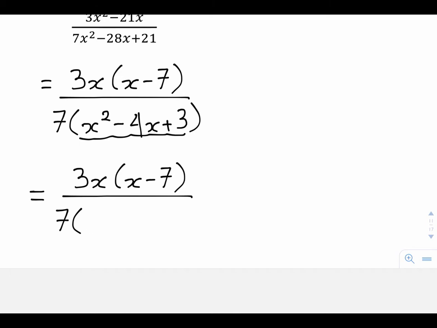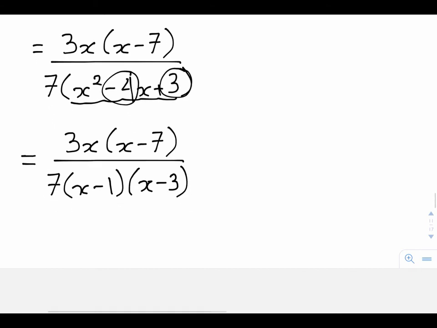So I'm looking for two numbers. They have to add to give me negative 4 and multiply to give me positive 3. Well, those numbers are negative 1 and negative 3. Again, if you want to convince yourself that's true, negative 1 times negative 3 is positive 3, and negative 1 plus negative 3 is negative 4, which is the term right here. So it looks like we're good.